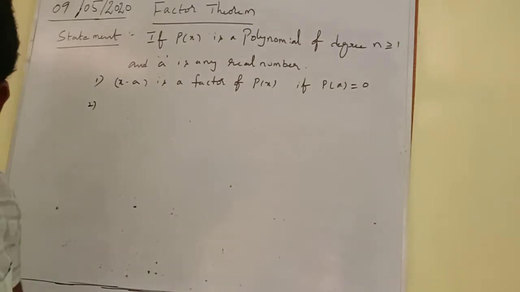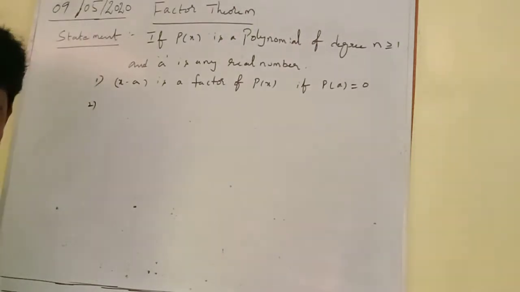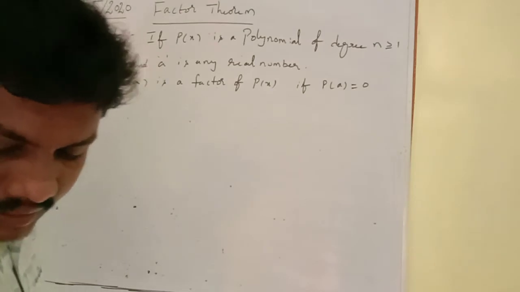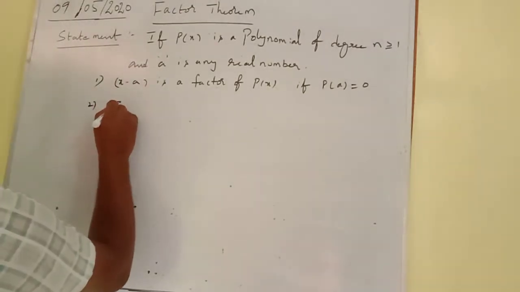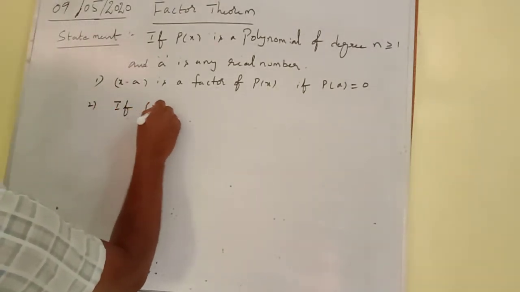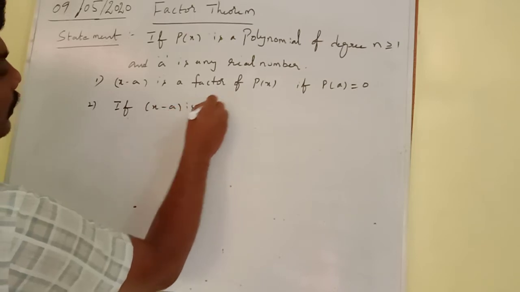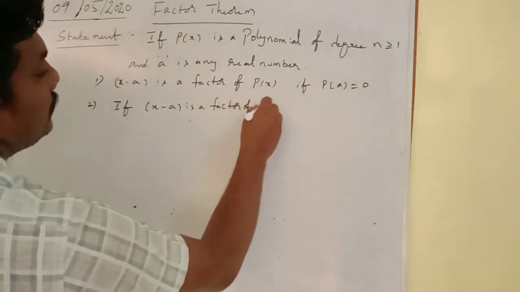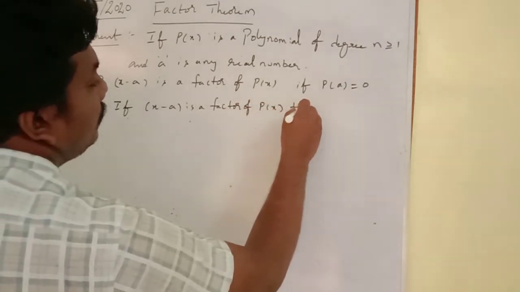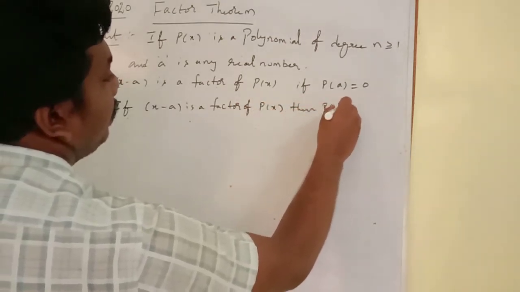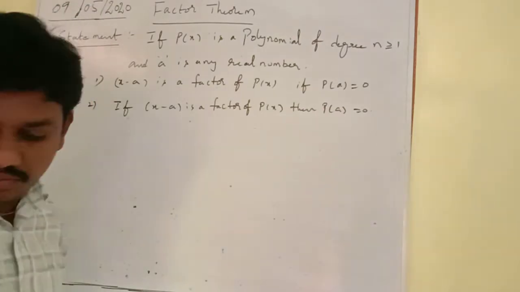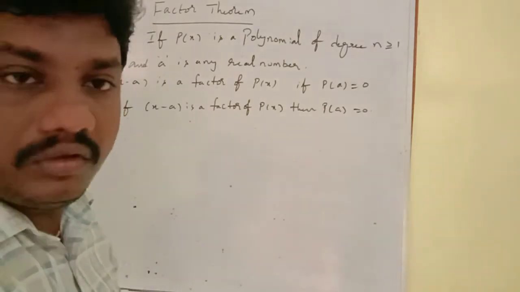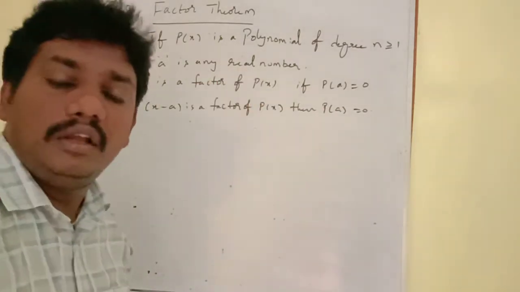So what is the second condition now? If x minus a is a factor of the polynomial p of x, then p of a is equal to 0. This is the statement of the factor theorem.